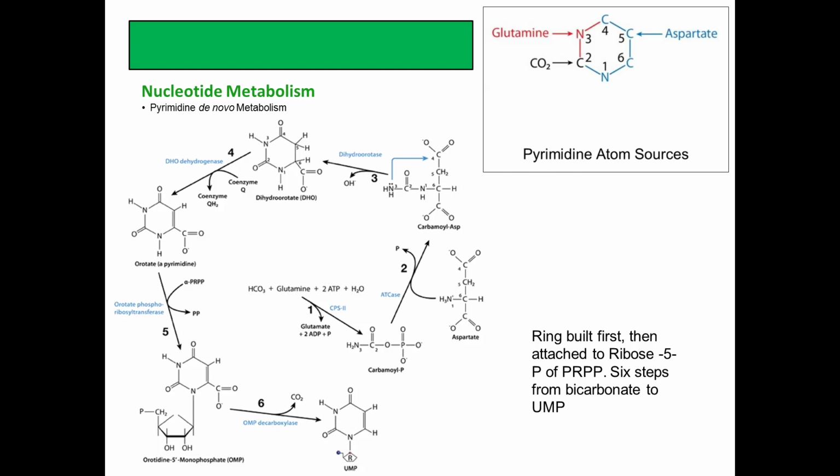Okay. So moving on to pyrimidines, this one's actually much simpler because it's a smaller molecule. So let's start at the beginning. We're going to start with this glutamine. It's this red glutamine here, right? And it comes from glutamine. So we have a glutamine molecule.